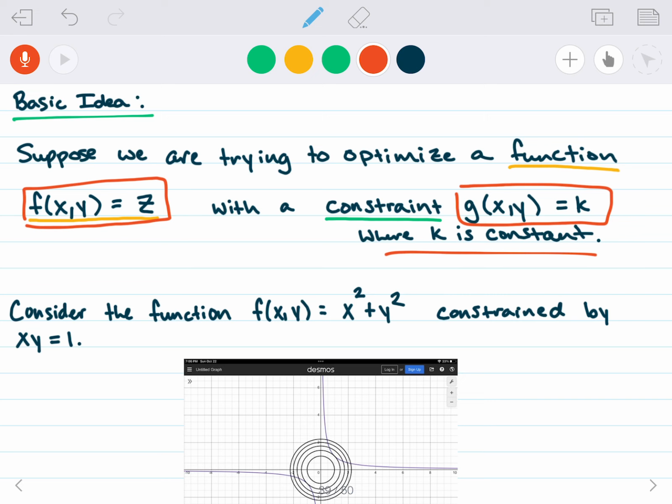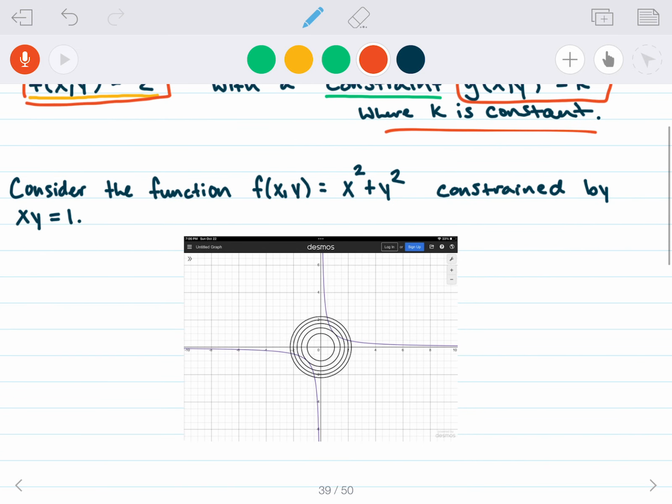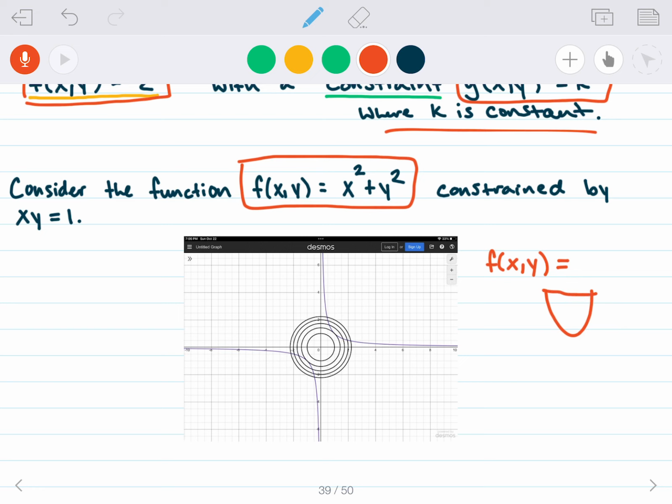Now let's look at an actual example of a surface with a constraint function. Here we're going to consider the surface f of xy equals x squared plus y squared. If you were to plot this on GeoGebra, it's going to look like a bowl, right? It's a paraboloid. So there's our surface, and we're constrained by the equation xy equals 1. What that means is that the only values of x and y that we are allowed to plug in as inputs have to satisfy this equation.